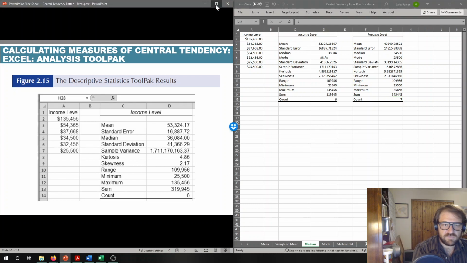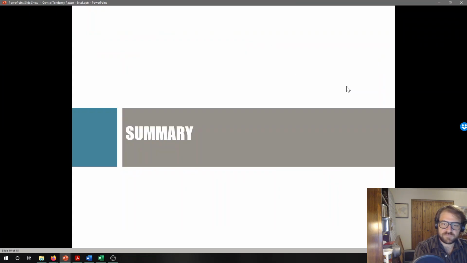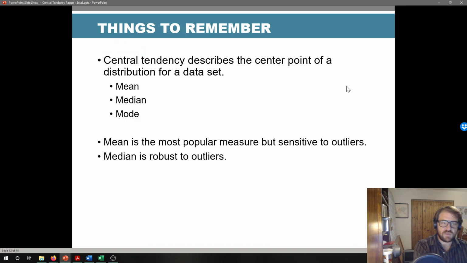That's enough of Excel, so let's make this bigger. Here are some things that you want to remember. Central tendency is describing the center point of a distribution. You've got the mean, the median, and the mode. The mean is the most common. However, median is really good when you have outliers.